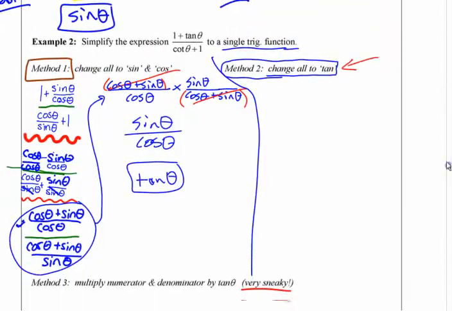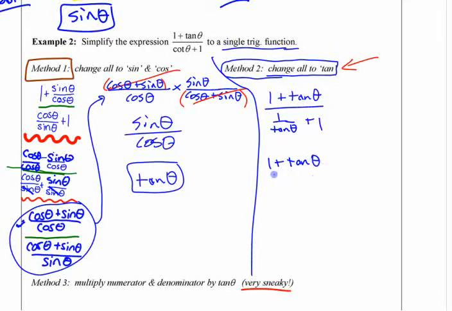This one might be slightly quicker here. If you take this and change it all to tangent, you have this plus 1. Now the top, there's no fractions involved there, so I'm going to leave it the way it is. I'm not going to do anything with the top. I'm just going to change the bottom.